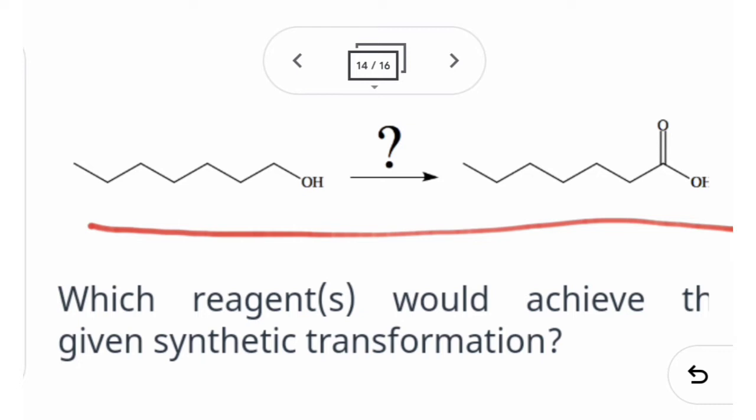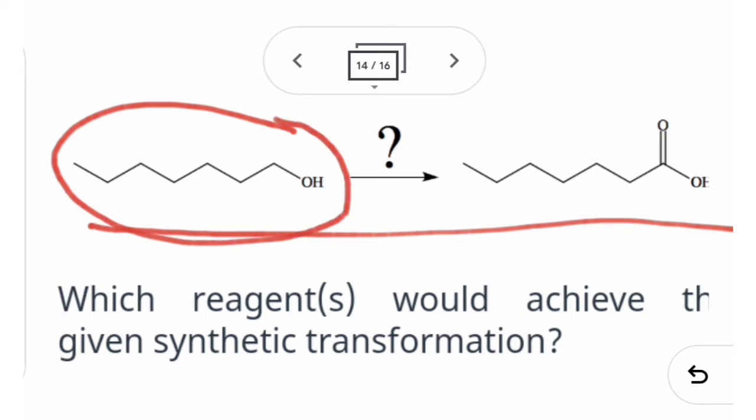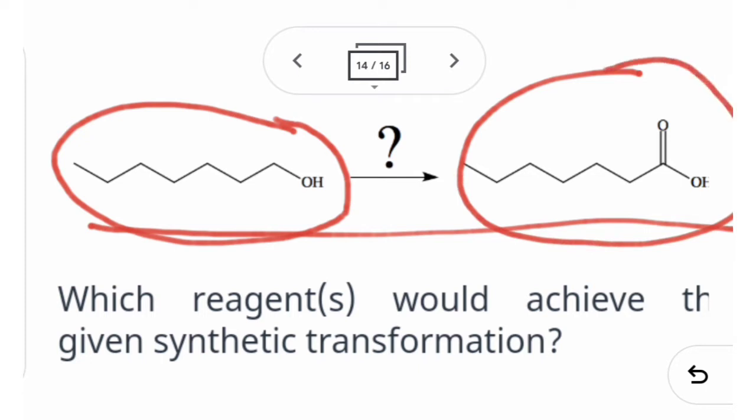So notice what we're starting with. We have this alcohol right here, and this alcohol is being converted into a carboxylic acid. This is a carboxylic acid right there. So now we need to find out the reagents that can transform an alcohol into a carboxylic acid. Basically, this question is being derived from the reactions of alcohols. To be specific, it is coming from the oxidation of alcohols because you can oxidize alcohols to get carboxylic acids.